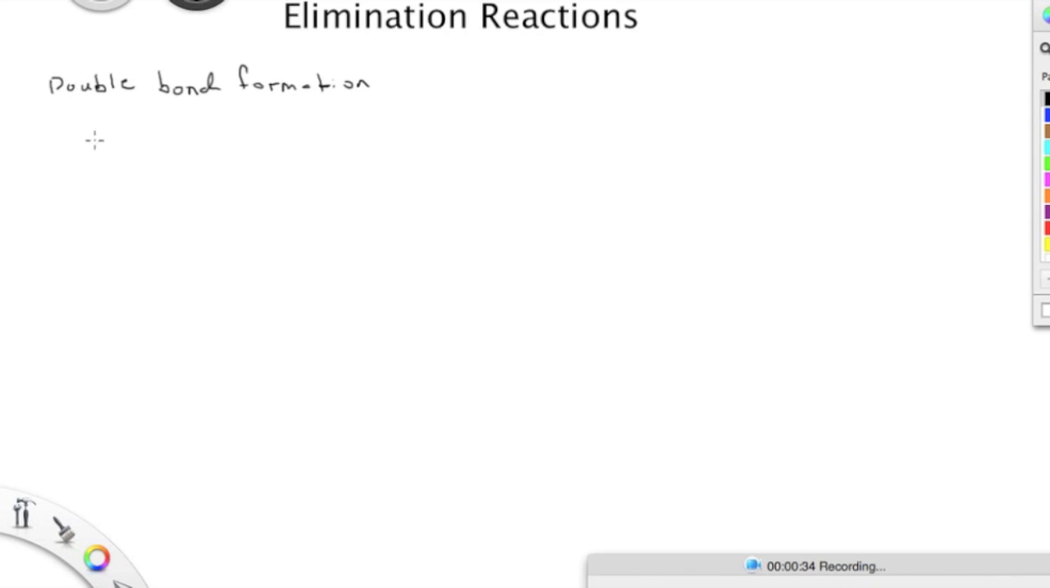So because of this, we need to figure out what double bond we are going to form. And so what we do with this is we follow what's called Zaitsev's rule. So, Zaitsev's rule.